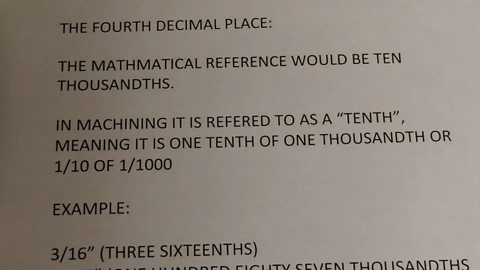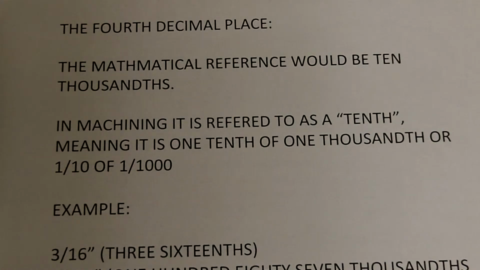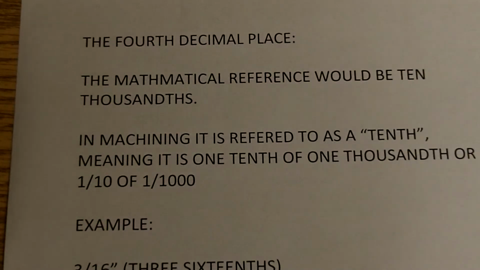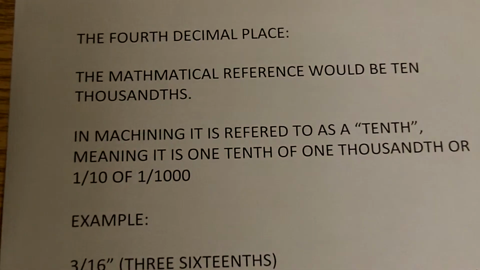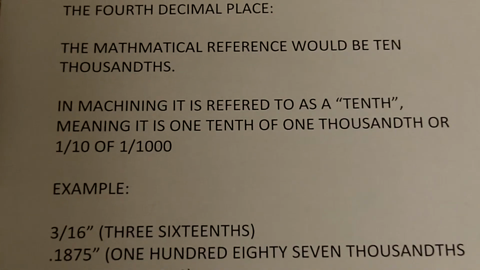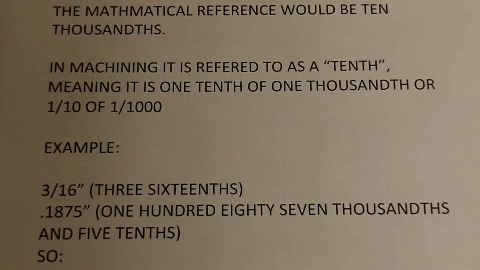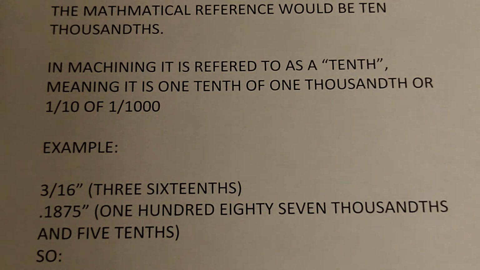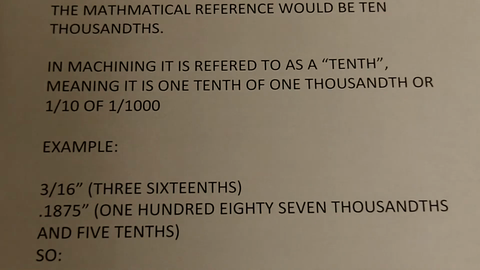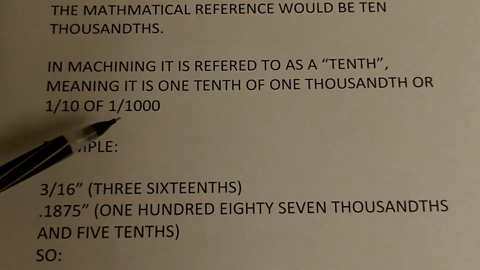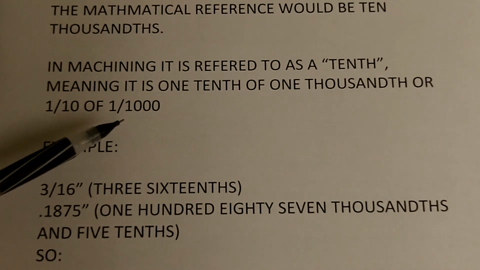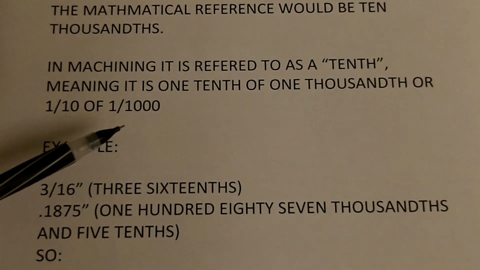Now, let's talk about the 4th decimal place for a minute. When we refer to it in mathematical references, it is 10 thousandths. In machining terms, you will hear it called a tenth, meaning that it is 1/10 of 1,000ths. In other words, like I said earlier, everything we deal with is in thousandths of an inch. So a tenth would be 1/10 of 1,000ths. There again, everything's referencing the thousandths of an inch.